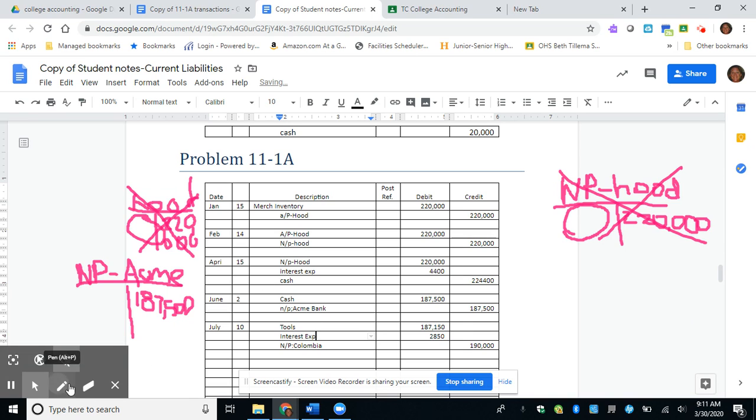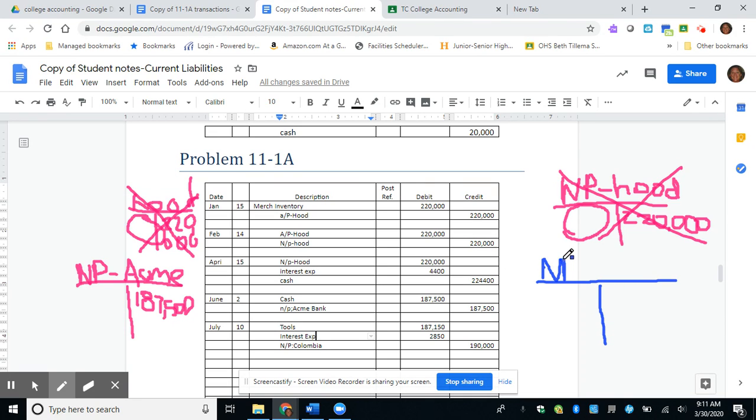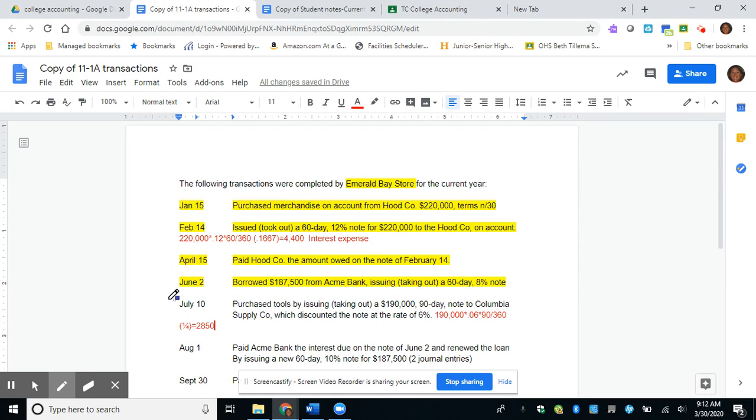Now, I'm going to sketch out a T-chart over here. I'm going to make it a different color. So here is my notes payable to Columbia. I still owe them $190,000, but I've already calculated the interest, so the asset account that I got was less than that. And I am now done with July 10th.